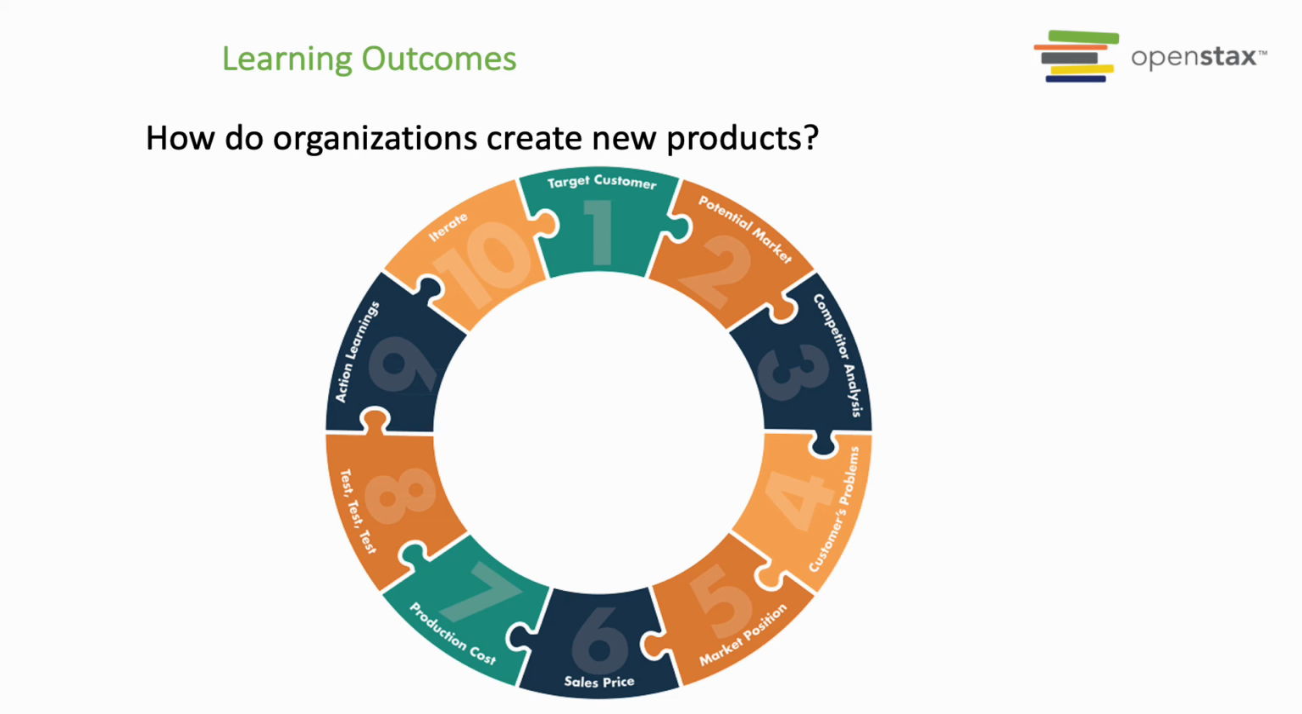Step number 8 is to test. Of course, testing for the product, for the quality, and then we are learning from those tests. This is in step number 9. And then to iterate means to repeat: to look into the target customer, to look into the potential market, to do the competitors analysis, to look into customers' problems, which is also an analysis, to look into the market position, which also needs analysis.